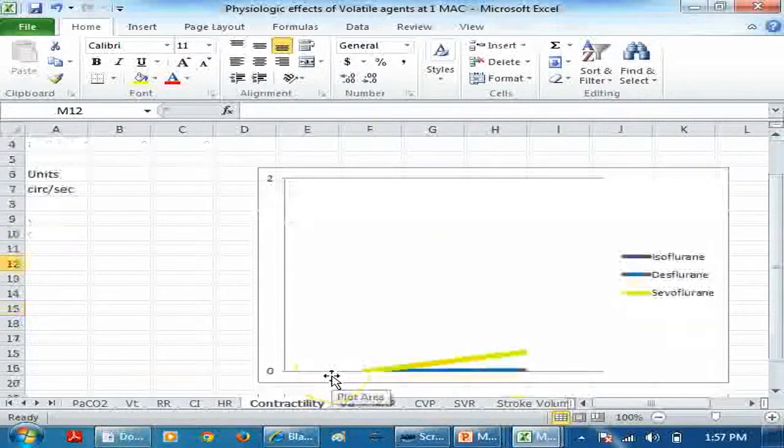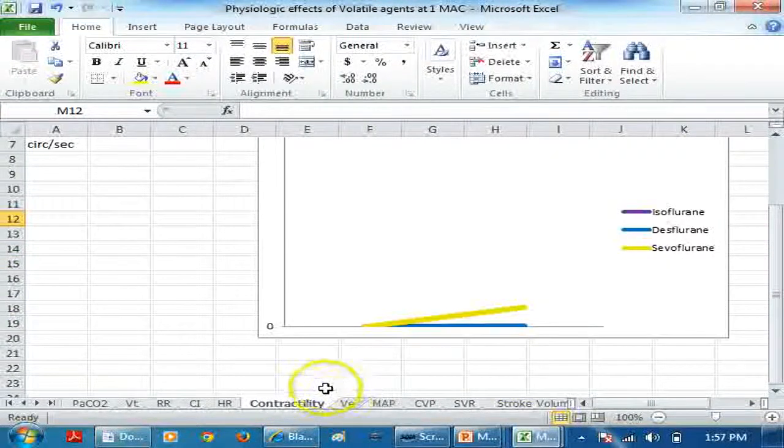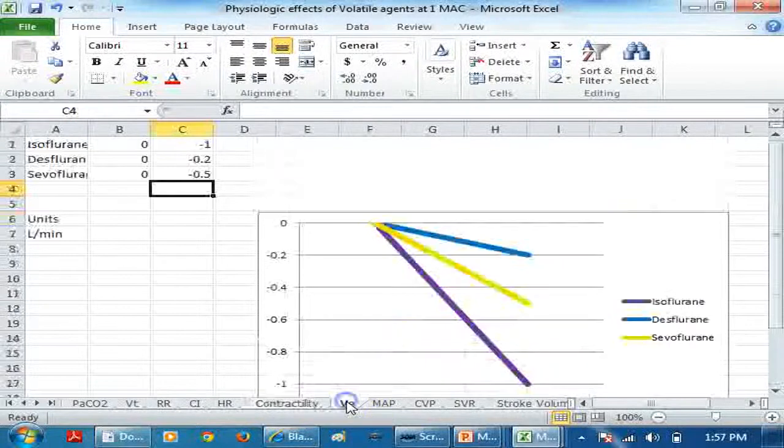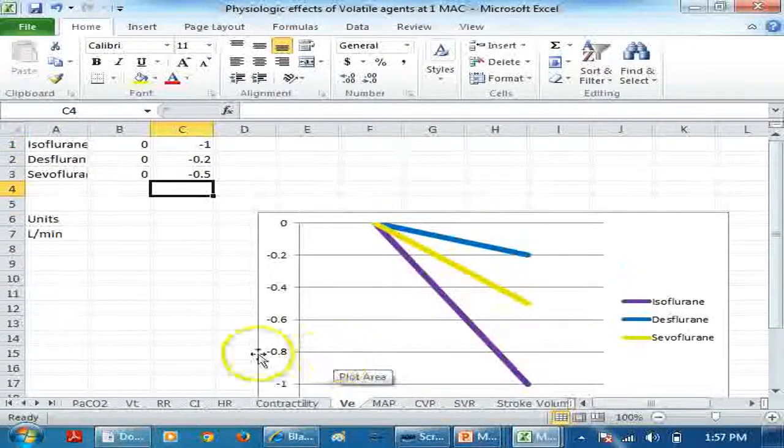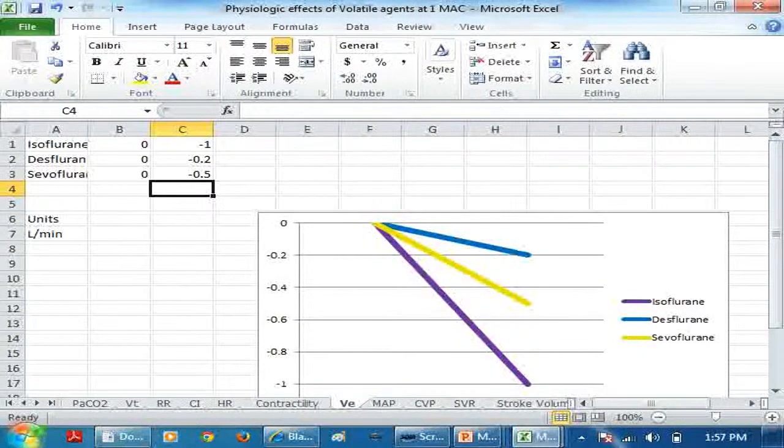So now let's look at contractility. Doesn't really change. I wouldn't ask you anything on that. But this is minute ventilation. And we discussed PaCO2, we discussed respiratory rate, we discussed tidal volume. This is the effect at 1 Mac of minute ventilation. And you can see the clear delineation between the gases. So ISO, according to Barash, will drop minute ventilation at 1 Mac by 1 liter per minute.